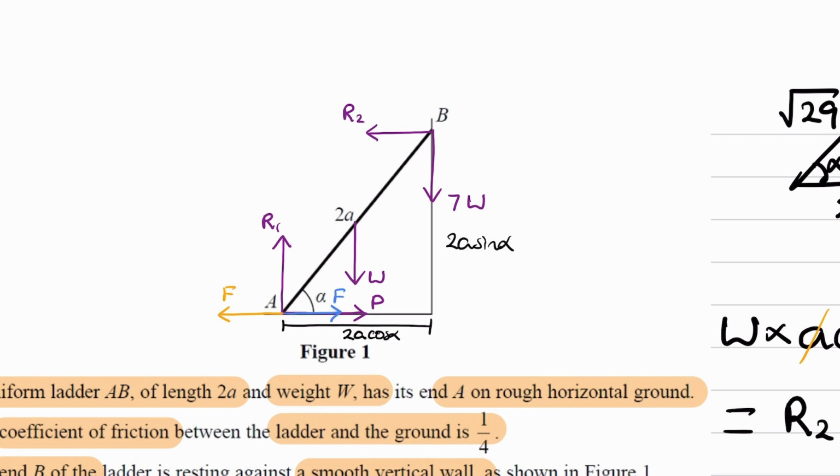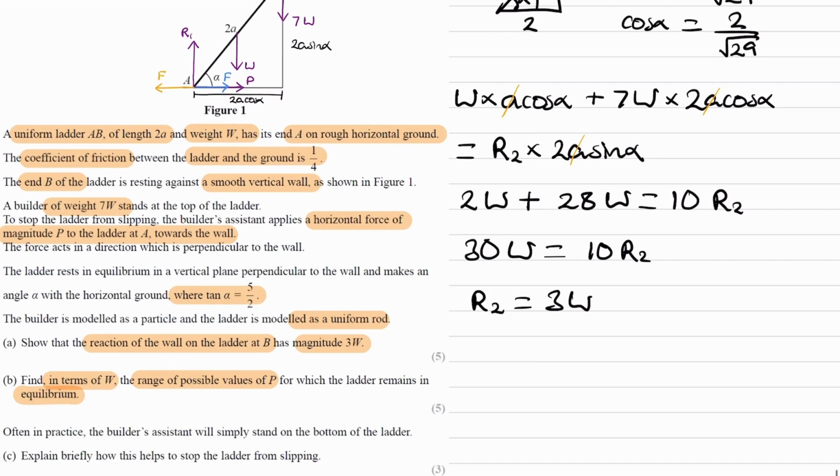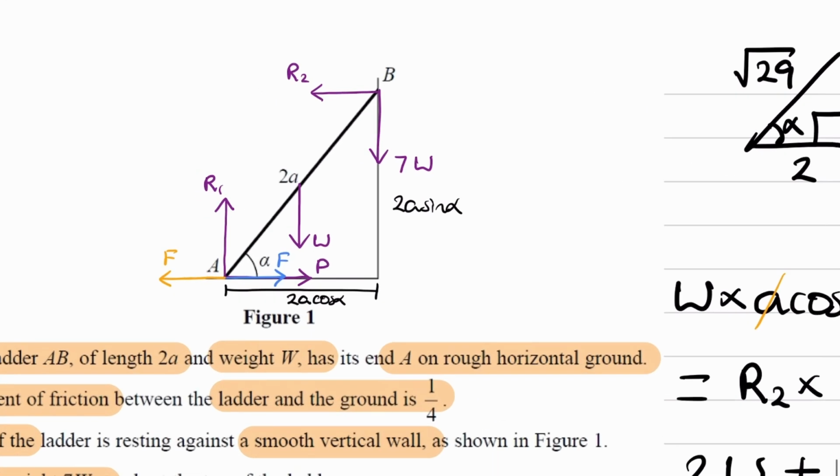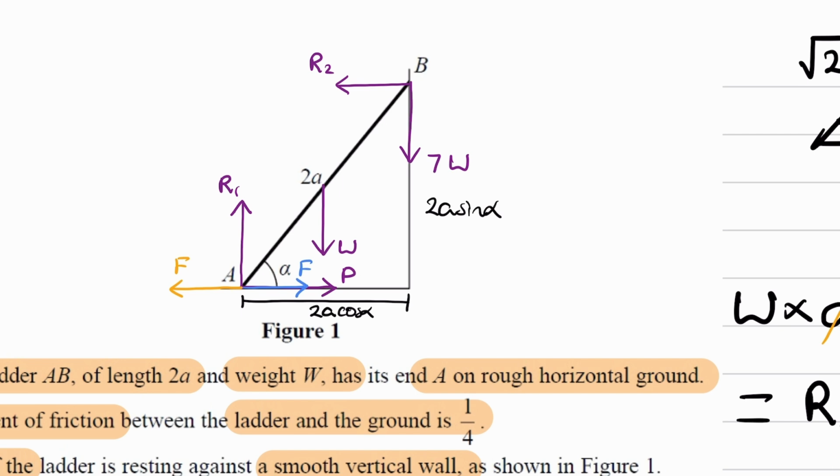The next thing that will be useful to do is to work out what the max frictional force would be. So we can do that by considering F max is equal to mu R. Mu is a quarter R. Okay, we want to work out the reaction force at point A. So upward forces equal downward forces. The system is in equilibrium, so therefore upward forces equal downward forces, forces to the right equal forces to the left.